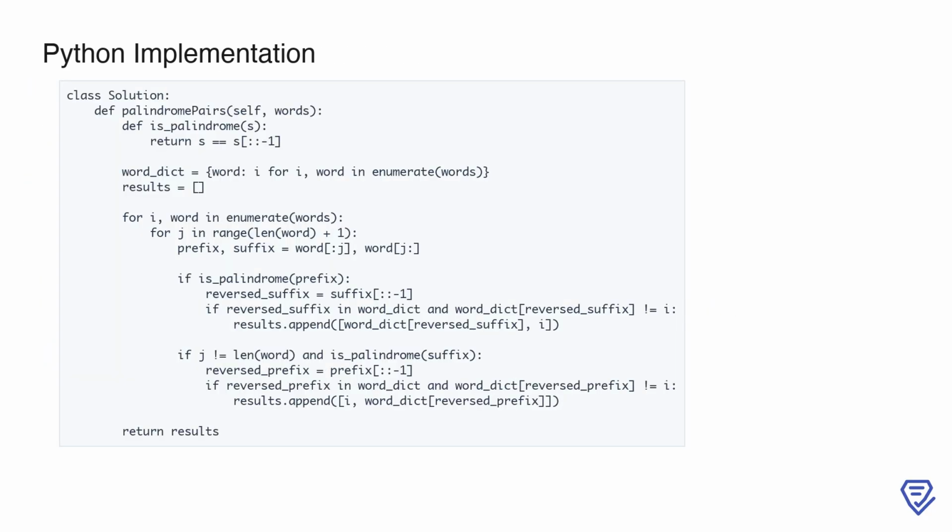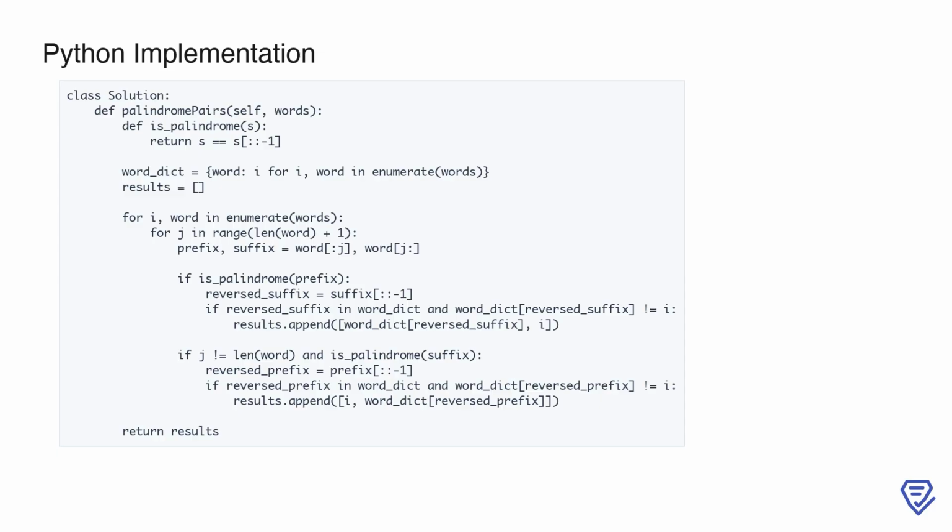The provided solution efficiently identifies all unique index pairs such that the concatenation of the strings at those indices forms a palindrome. Here's a breakdown of the implementation. 1. Helper function. The is_palindrome function checks if a given string is a palindrome by comparing it to its reverse. This is a utility function used repeatedly in the main logic. 2. Word dictionary. A dictionary word_dict is created to map each word to its index in the input list. This allows for O(1) lookups to find the index of any reversed string during the process.